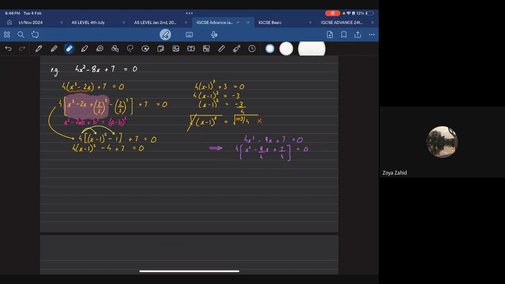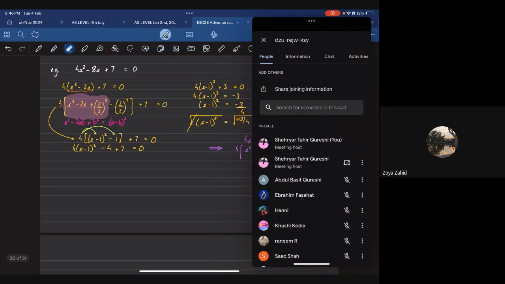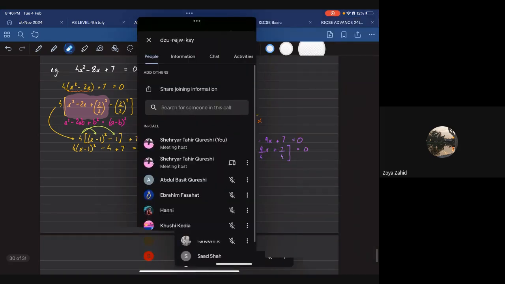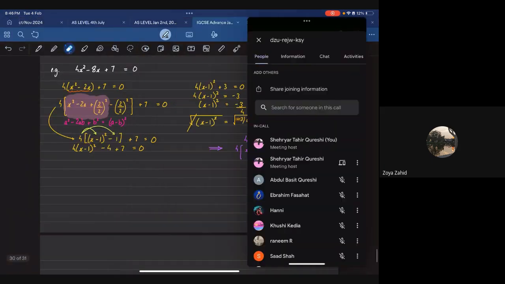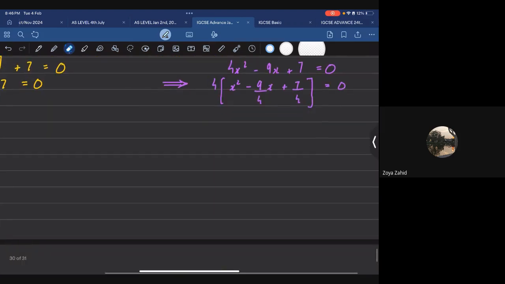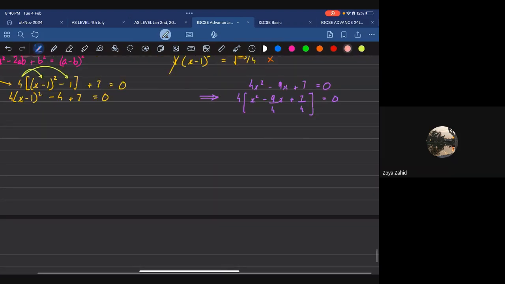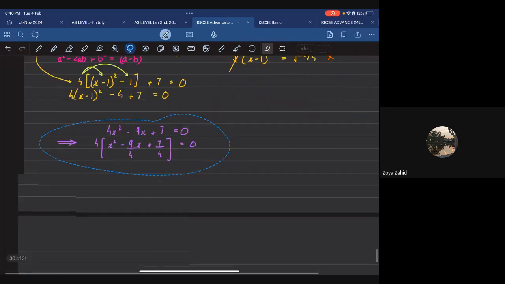Clear? Zoya, any issues with this? Is this clear? Sir, could you solve this particular question? The question is just very difficult. Okay, let's try to solve it.